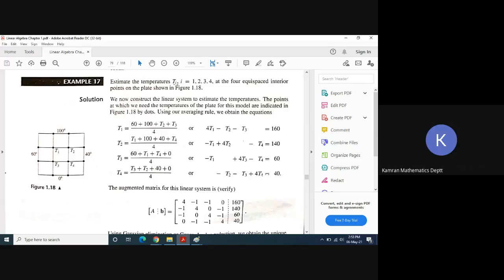Estimate the temperature Ti at the 4 equispaced interior points on the plate shown in figure 1.8. So if you have to estimate this temperature T1, you have to take the average value of the nearest interior points.